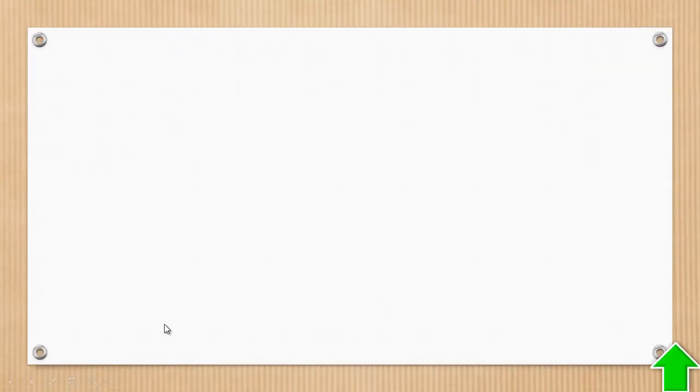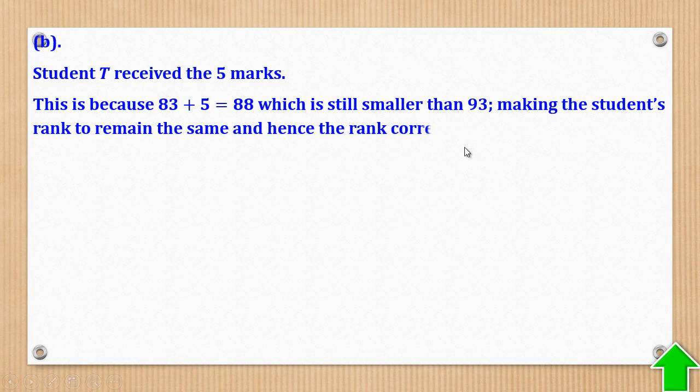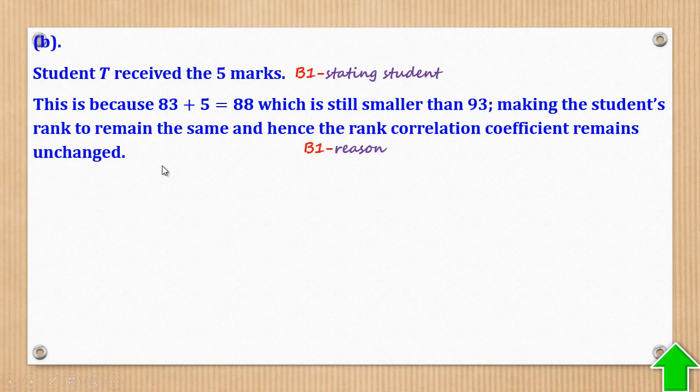So I will come and say that student T received the 5 marks, and the reason is that when you add, you get 88, which is still smaller than 93, making the students' ranks remain the same, and hence the rank correlation coefficient remains unchanged.